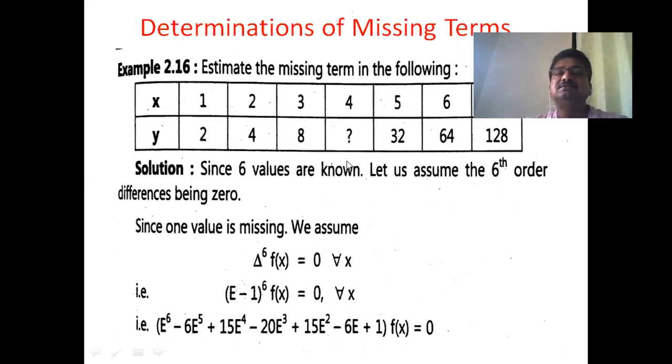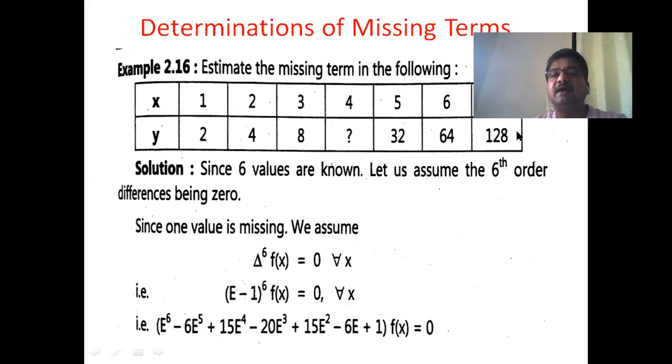Next is some problem on the determination of missing terms. So the first problem is estimate the missing term. So here is the missing term, this question mark. So one term is missing. In the next problem, we will see the two term missing problem. So here is one term missing problem. So where to find the value corresponding to 4? The table is given. These are the values of x.